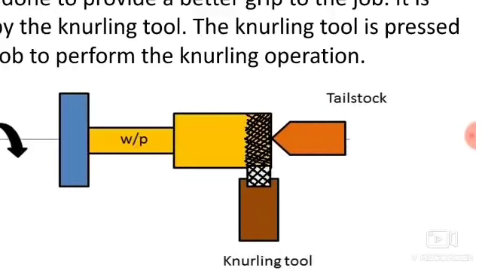The knurling tool is pressed over the surface of the workpiece to produce the pattern, and that pattern is useful for proper grip. Here you can see a knurling tool pressed over the workpiece, and due to that, whatever pattern is present on the knurling tool, we can transfer to the workpiece. The same pattern we will get over the surface of the workpiece. That is known as knurling operation, and knurling is done for the proper grip of the workpiece.